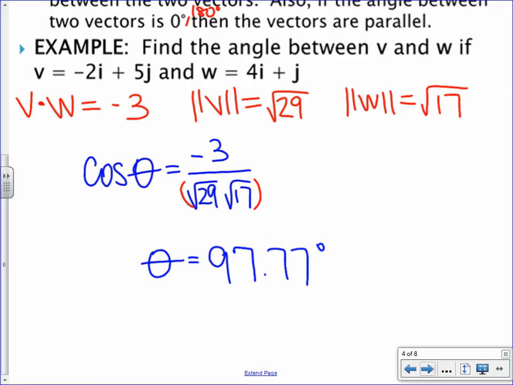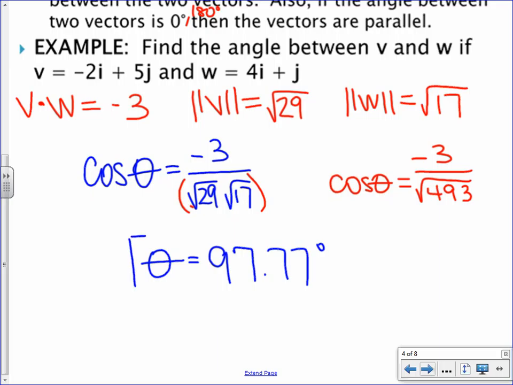If you're worried that you might forget about those parentheses, we can multiply radicals together. And so this is the same thing as the cosine of theta equals -3 over the square root of, what is 29 times 17? 493. If you would rather do that, that is a possibility. All right. So the angle in between our vectors is 97.77.